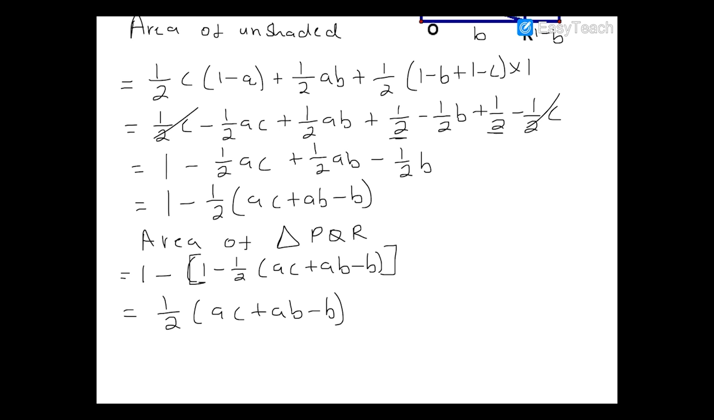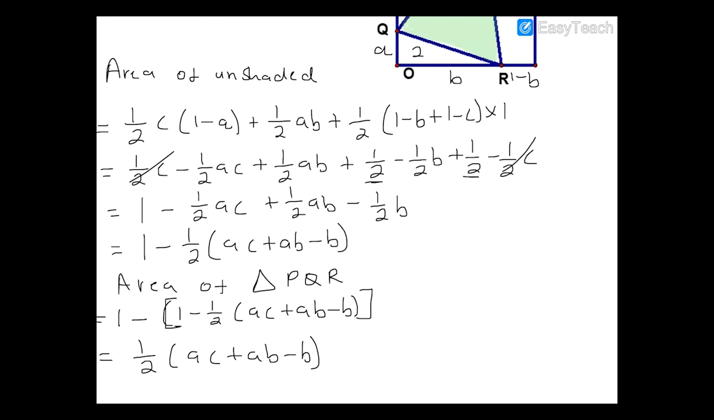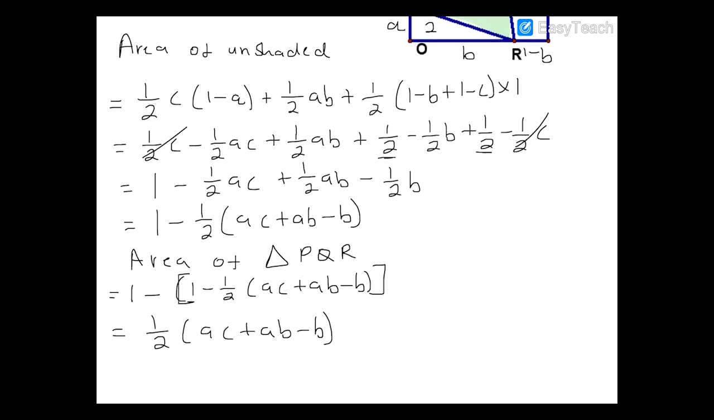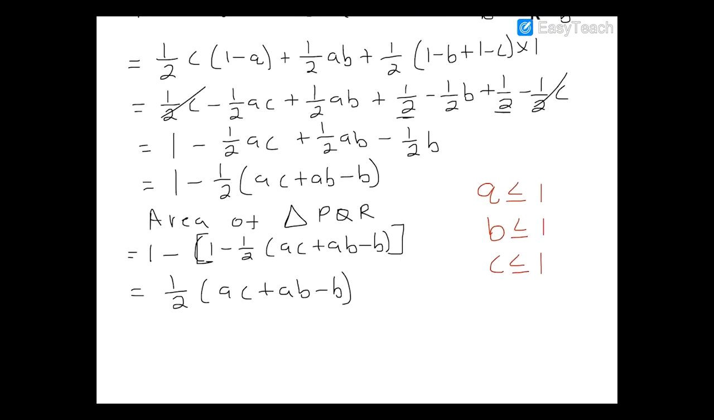Now from here, if we refer back to our sketch, it's very important that you remember that A is less than or equal to 1. B is also less than or equal to 1. The same with C, it's less than or equal to 1. That means the maximum value that A, B, or C can take is 1. So let's just write that down so that we don't forget. A is less than or equal to 1. B is also less than or equal to 1. C is also less than or equal to 1. Okay, the question says prove that the area is less than or equal to half.